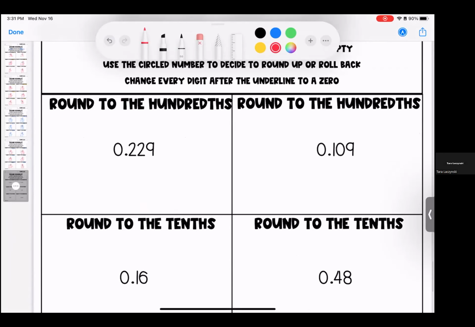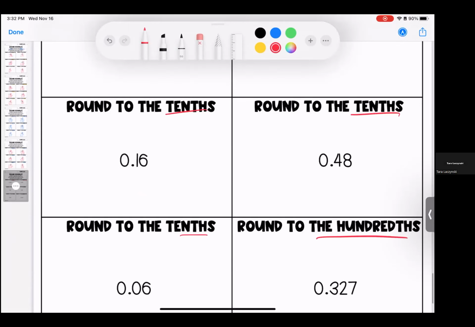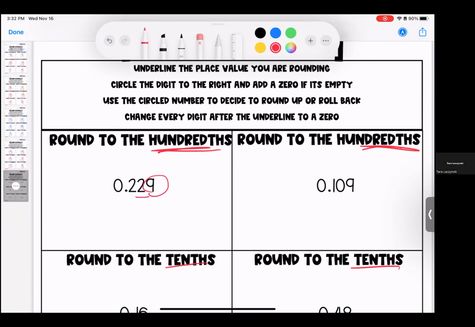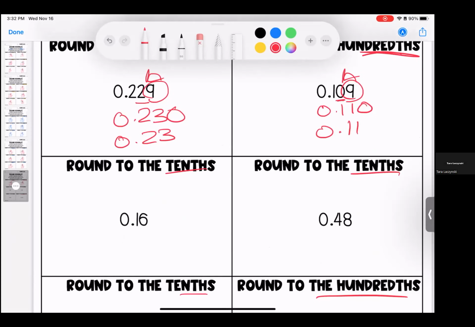Here comes our final page. As always, make sure you know what you need to do. Rounding to the nearest hundredth, the 9 tells me to round up. It doesn't matter that it is a 0. It still gets rounded. 0 rounded up becomes a 1. Rounding to the nearest tenth, 6 tells me to round up. Rounding to the nearest tenth, the 8 tells me to round up.